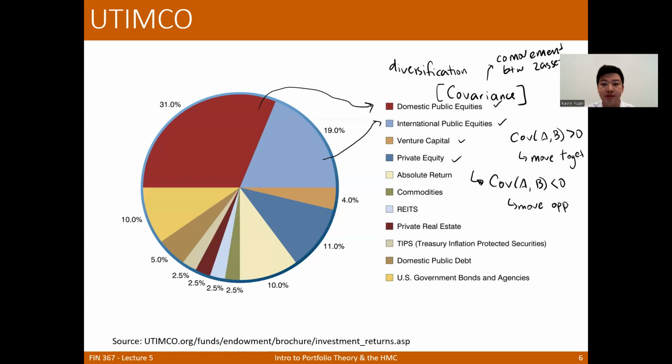So UTIMCO obviously has their own decisions in making their asset allocation, and they decided that this allocation of their portfolio gives them the best performance, or best Sharpe ratio, relative to the risk that they're taking.